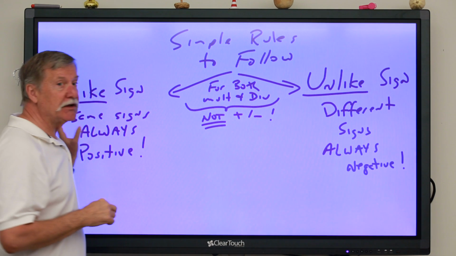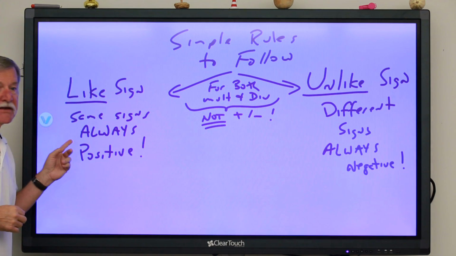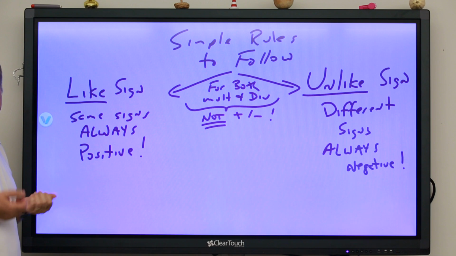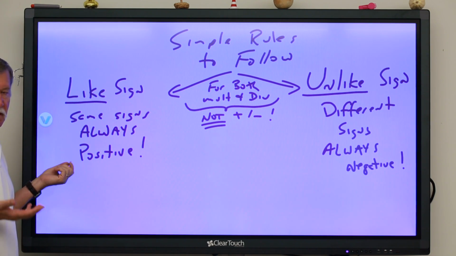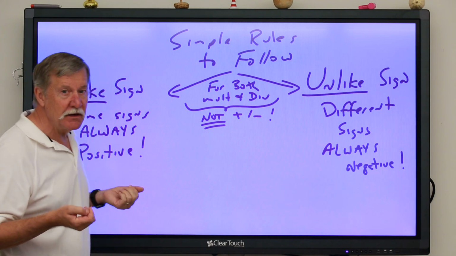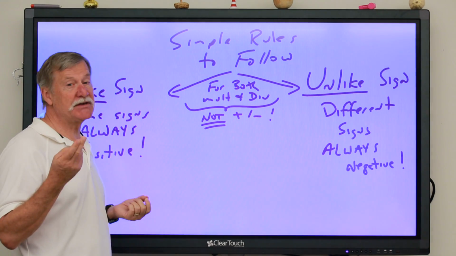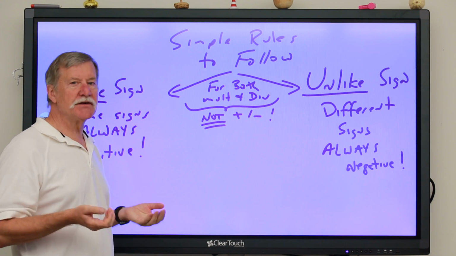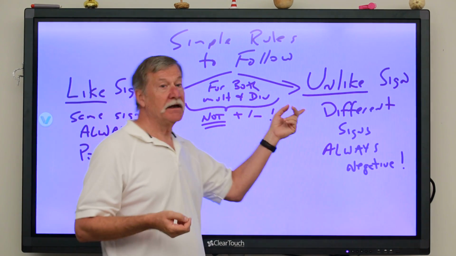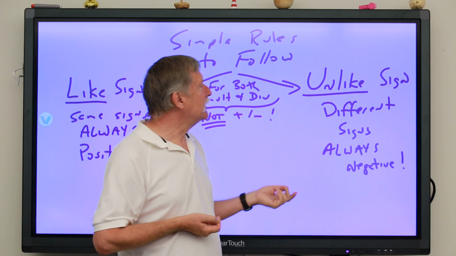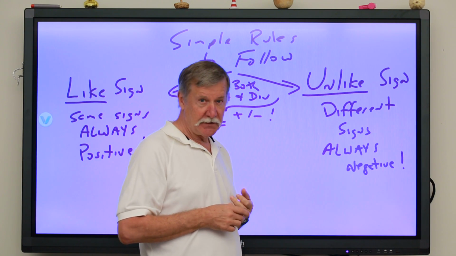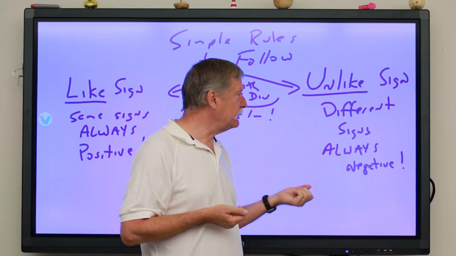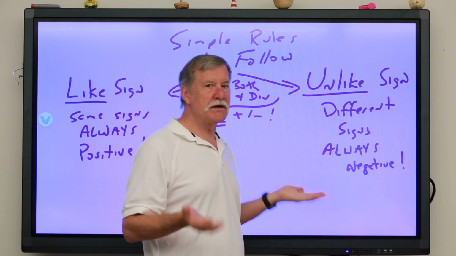One rule is called the like sign rule. The like sign rule simply says that if the signs are the same, both positive or both negative, the answer is always positive. Positive times positive makes positive, and negative times negative, same sign, like sign, is also positive. On the other hand, you've got the unlike sign rule that says if the signs of the things you're multiplying or dividing are different, one of them's positive and the other one's negative, then the answer is always negative.